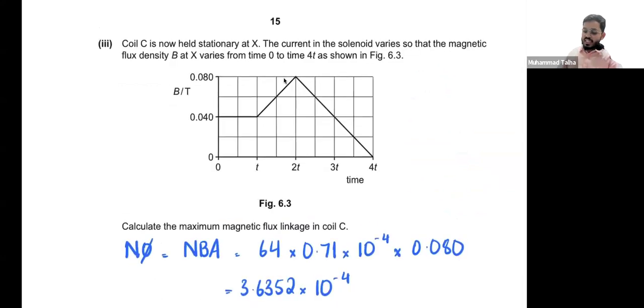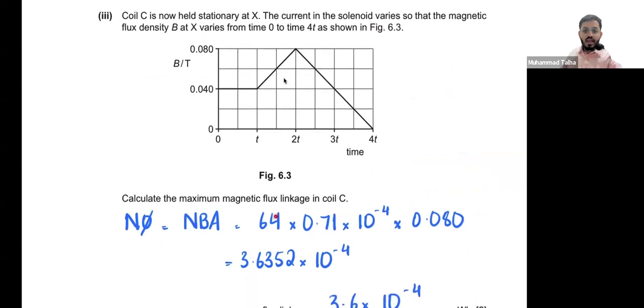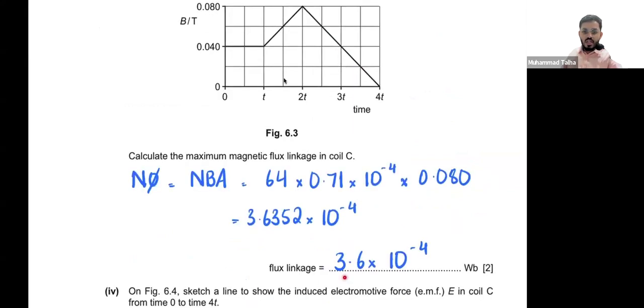Coil C is now held stationary at X, and now the current is varied, so that the magnetic flux density at X varies from time 0 to 4t as shown. Calculate the max magnetic flux linkage. So again, N phi equals NBA. You have N, you have A, you just need the max B, which is this one, and you find out the answer. It turns out to be this. Again, our area was in cm squared, so I did have to convert to meters squared. Because 1 centimeter is 10 to the negative 2 meters, squaring that gives us 10 to the negative 4.